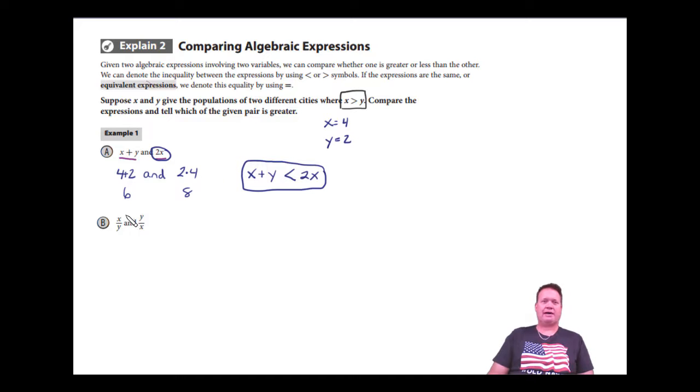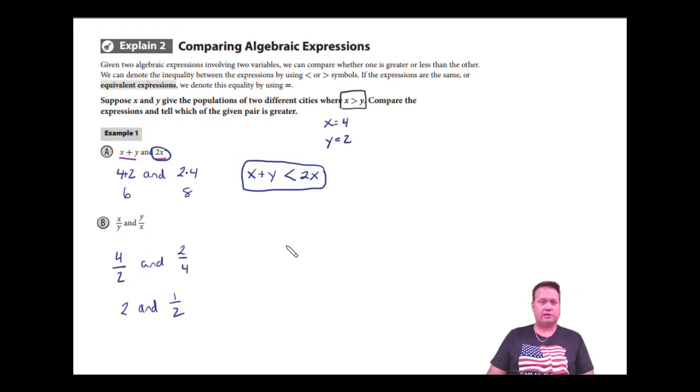Let's compare these, and I'm actually going to use the same numbers because they didn't give me any different parameters. They just said x has to be bigger than y. So x is 4, y is 2. So instead of saying x over y, I'm going to write 4 over 2. And I'm trying to compare that with y over x. Well, y over x would be 2 over 4. Let's simplify both of these. See, 4 divided by 2 is 2, and 2 over 4 is 1 half.